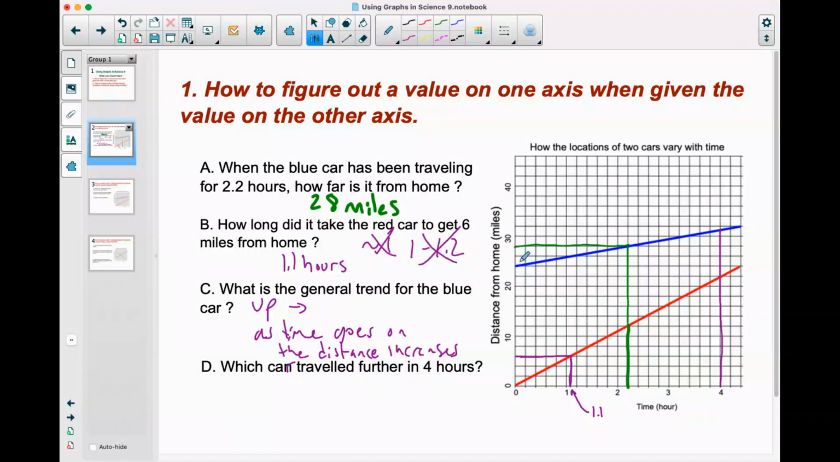But the blue car started at 24 miles away from home and ended up at about 32. So the blue car only went about 8 miles, whereas the red car went 24 miles. So the answer is the red car. The red car traveled further. It is not further at the end of time, but it has traveled further.